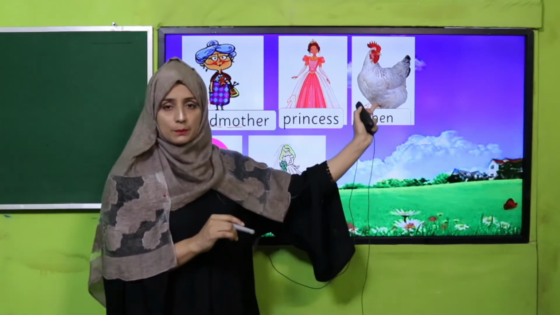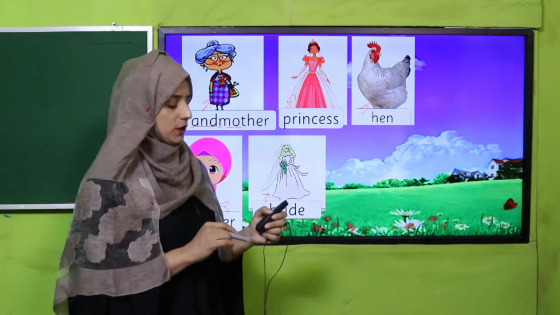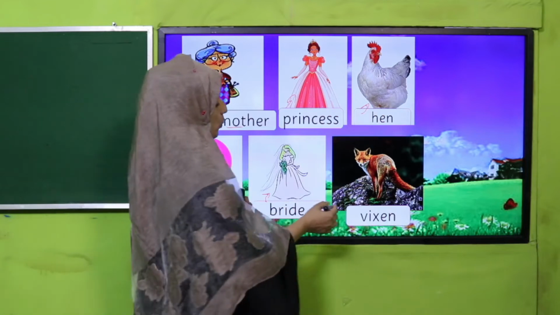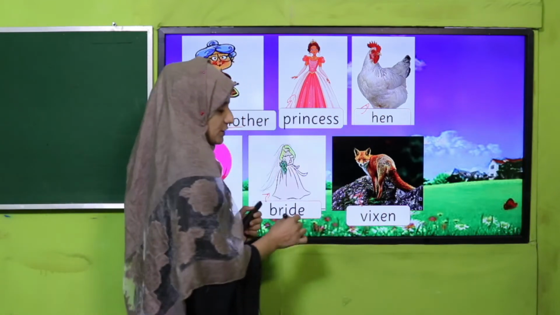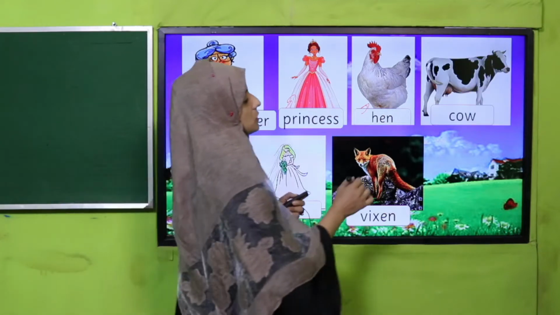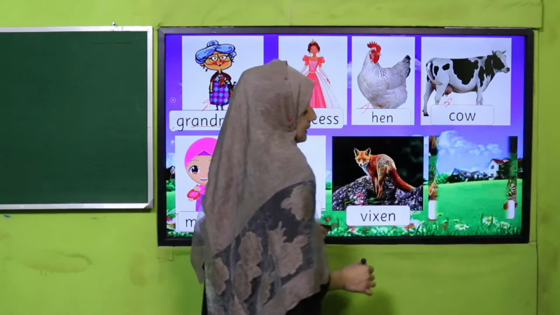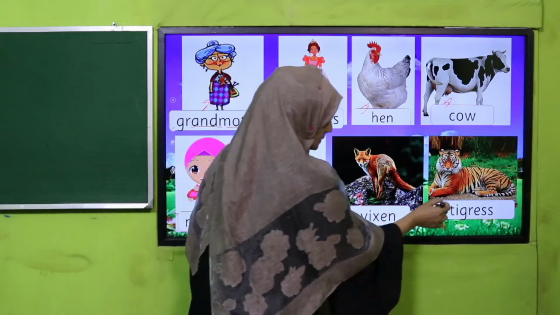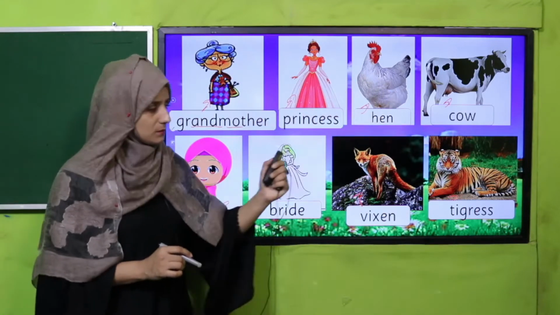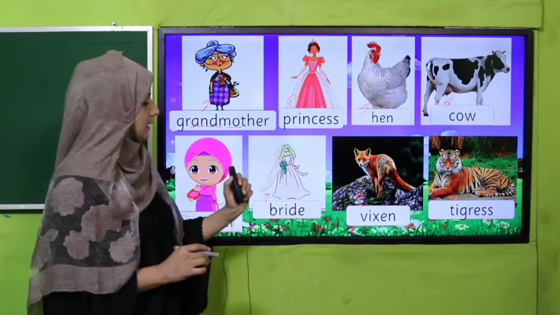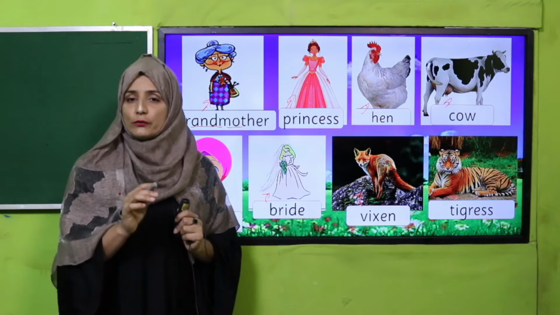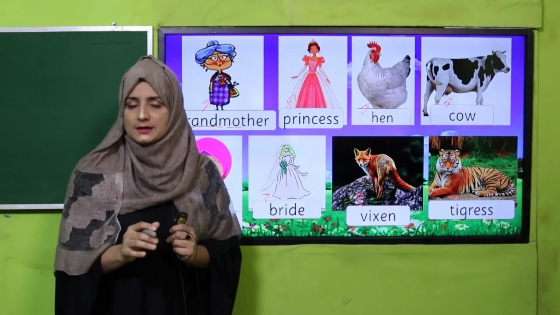Why it is a bird? Because it can fly also. Okay, it has wings and it can fly. So next, the vixen. Vixen is also feminine gender, and it is an animal. The next one, cow. And the last one is tigress. These belong to animals. Okay, so animals, female animals and female persons are categorized into feminine gender. Have you got it? Good.